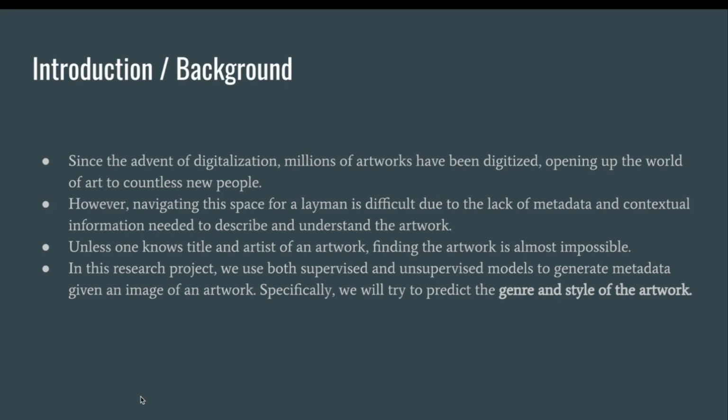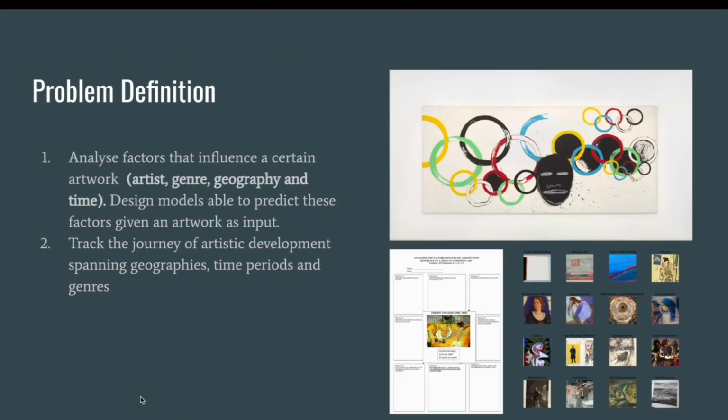In this research project, we use both supervised and unsupervised models to generate metadata given an image of an artwork. Specifically, we will predict the genre and style of the artworks. Throughout history, it has been observed that artistic collaborations fuel creativity and give rise to art movements. Our study aims to find correlations between different artistic styles spanning geographies and periods, which would help track the journey of art and how it evolved.